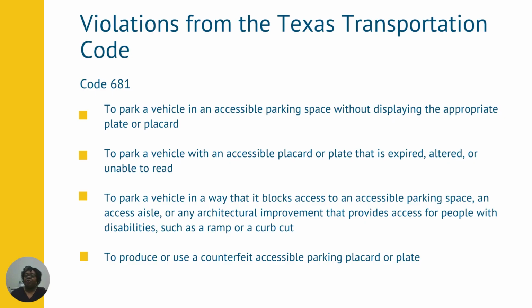Okay, volunteers are empowered to issue citations for the following violations from the Texas Transportation Code: to park a vehicle in an accessible parking space without displaying the appropriate plate or placard, to park a vehicle with an accessible placard or plate that is expired, altered, or unable to read, to park a vehicle in a way that it blocks access to an accessible parking space, an access aisle, or any architectural improvement that provides access for people with disabilities such as a ramp or a curb cut, to produce or use a counterfeit accessible parking placard or plate.